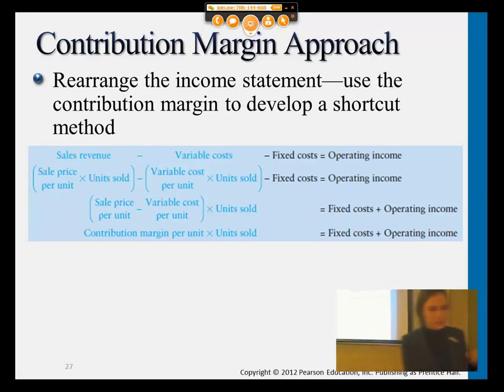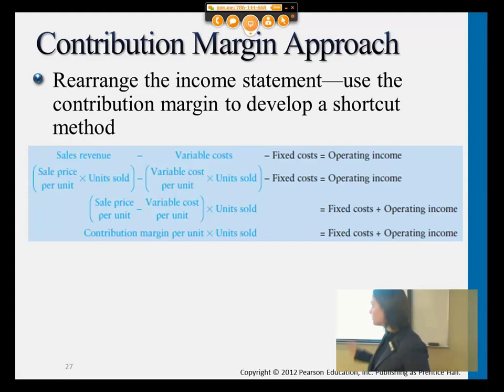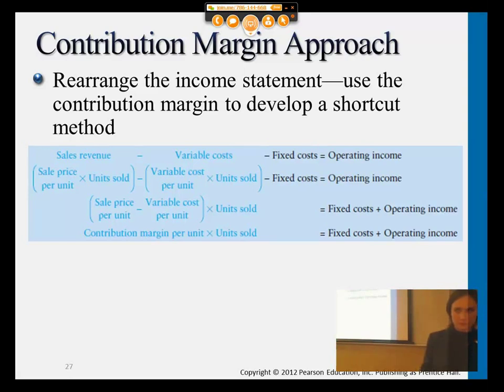Now we also had this: sales price per unit, units sold, variable cost per unit, units sold, the same, right? Here's the difference. The difference between the sales price per unit and variable cost per unit is what we're going to call contribution margin per unit. That's my contribution margin per unit. Once I multiply it by units sold, I get the fixed cost and the operating income.